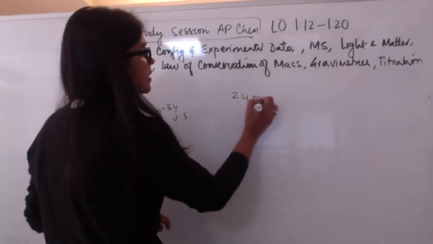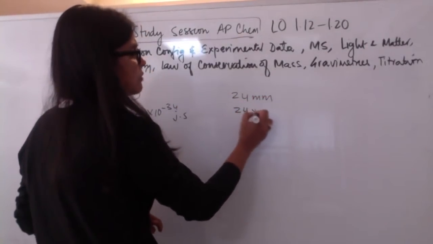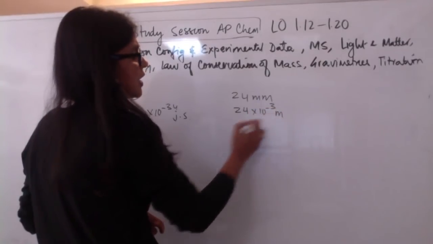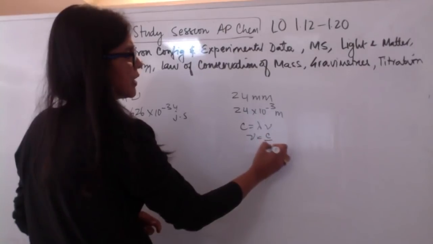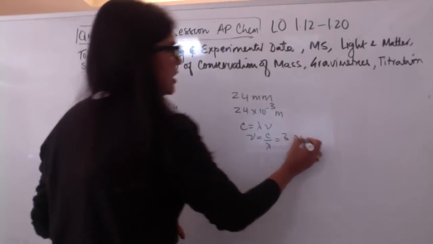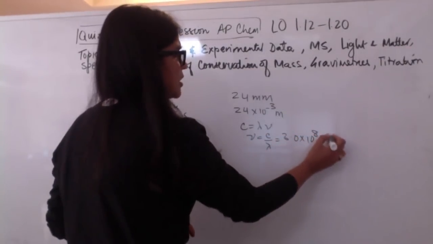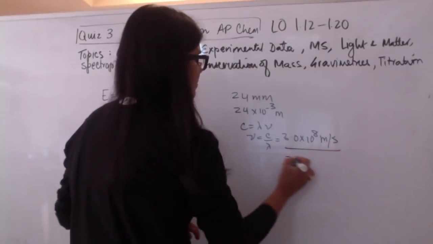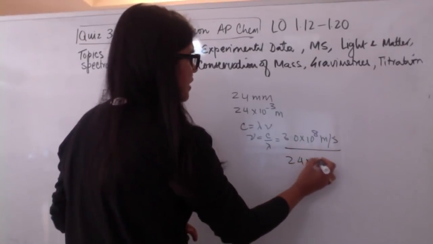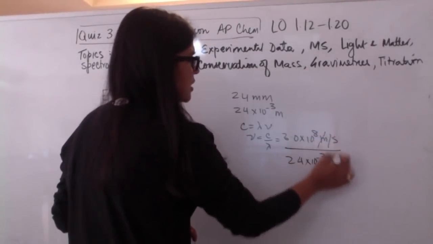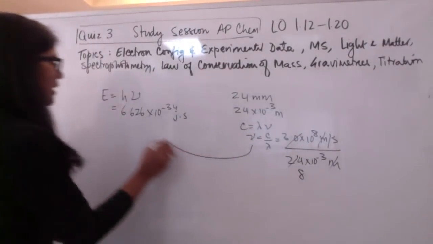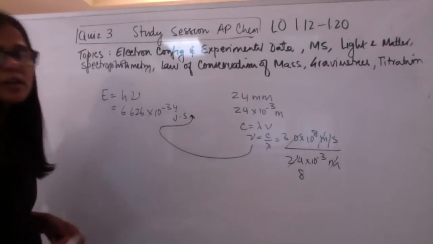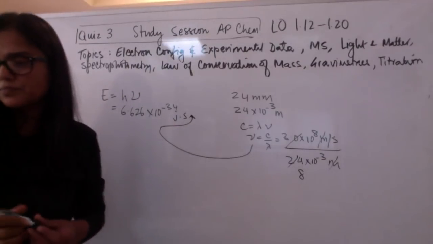24 millimeter is 24 times 10 power negative 3 meters. And you know c is lambda nu, so nu is c over lambda. c is 3 times 10 power 8 meters per second. And lambda is 24 times 10 power negative 3 meters. And then you do your math and then plug it over here, and then you get the energy.